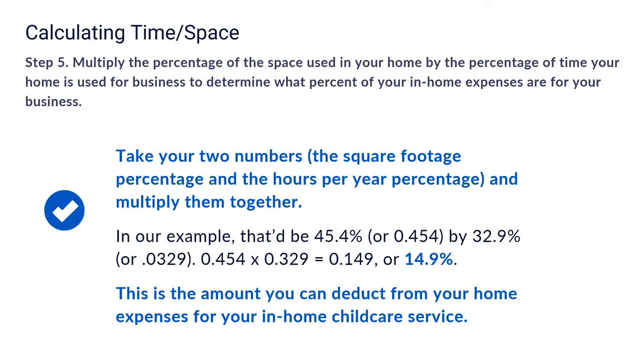So again, for an example, let's say you've added up your mortgage and your property taxes and your utilities for the year, and that totals $20,000. If you multiply that by your time space percentage of 14.9%, that gets you a total of $2,980 that you can apply as your cost for using your home for business use.